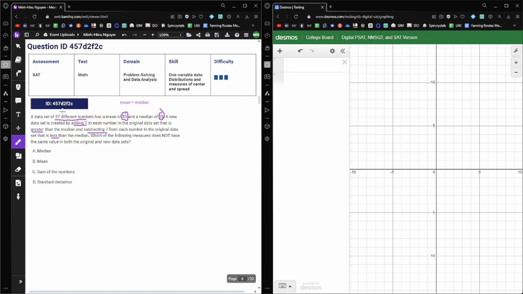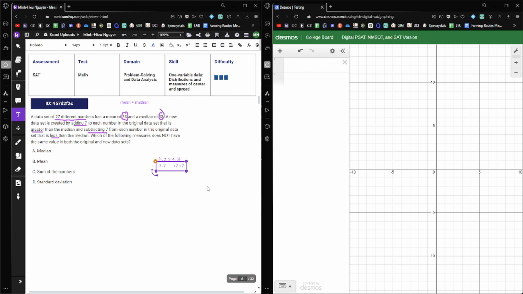So whenever you have something as big as just a dataset of 27 different numbers, you can just make up your own list. Now, one thing you do want to keep in common is that this has an odd number of elements, so I'm going to keep that true too. I'm going to make a list of, let's say 5 numbers, because that's odd. Then they added 7 to each number that is greater than the median, so they added 7 to 4 and 5 here. And then they also subtracted 7 from everything that's less than the median, so subtract 7 from 1 and 2.